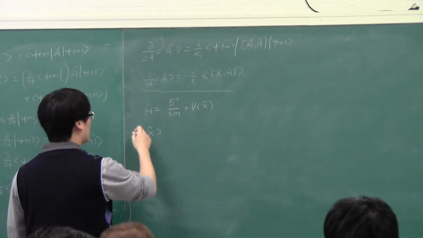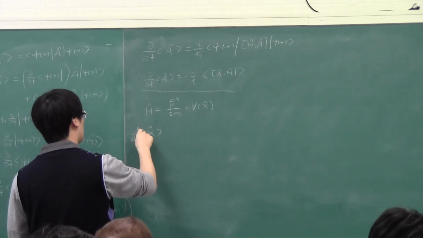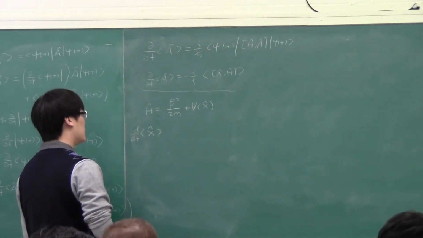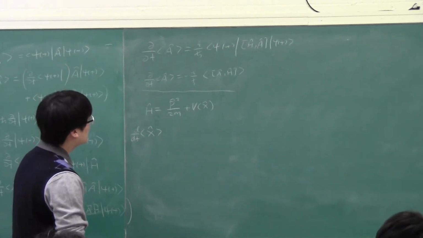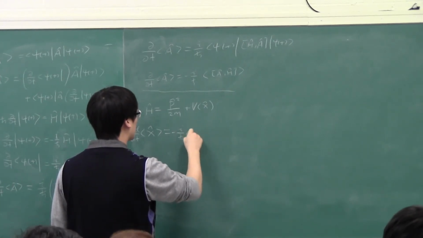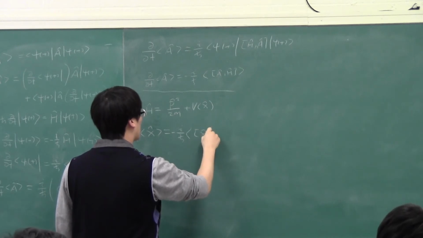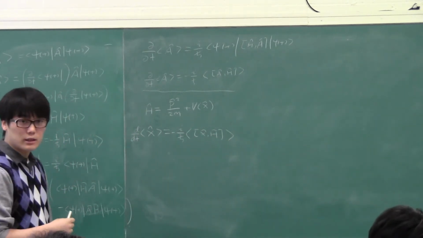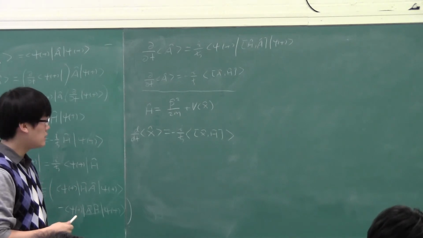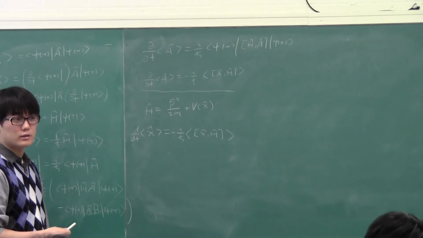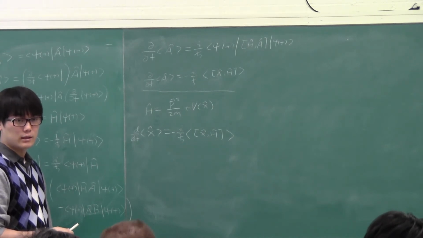Now, because we're in one dimension, this is like d/dt of the expectation value of x. Let's consider this. Okay. So basically, this amounts to calculating the commutator of x with the Hamiltonian. So the Hamiltonian has two parts, right? The kinetic energy and the potential energy. And the potential energy is just a function of x.